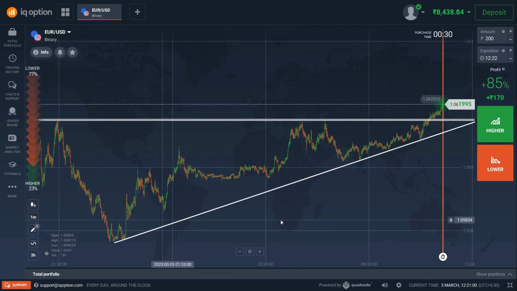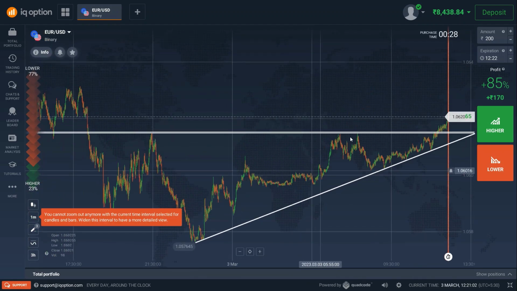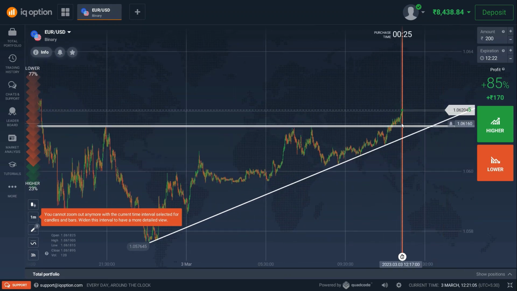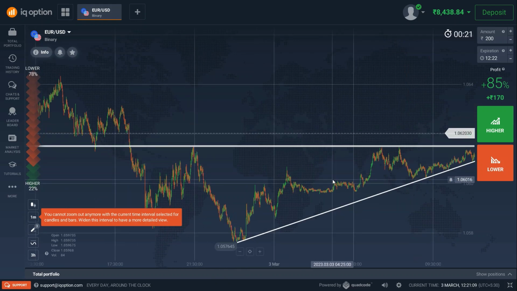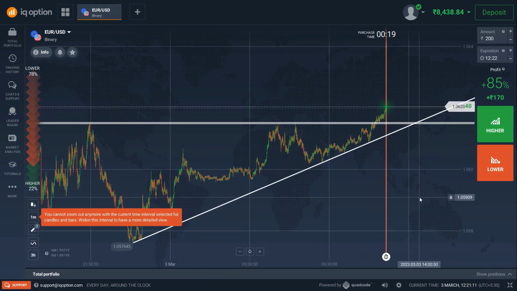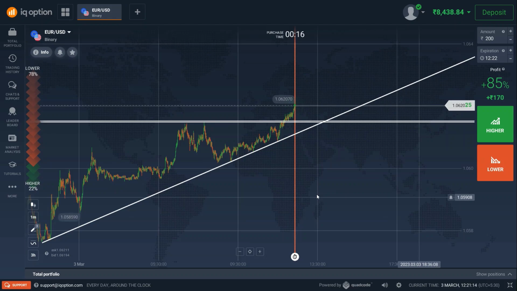I've already drawn some key trend line and resistance, which was earlier resistance and now is acting as support. So let's just wait for the right opportunity, and then I'll take a trade, and then I'll explain to you the setup of why I took the trade with detailed explanation.